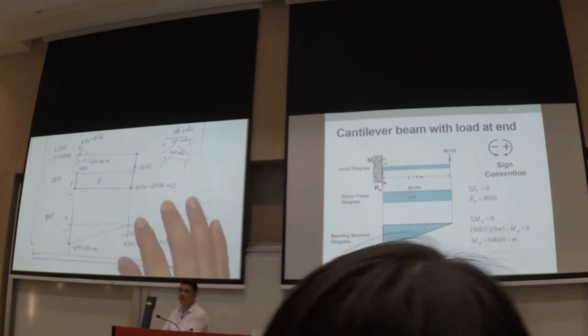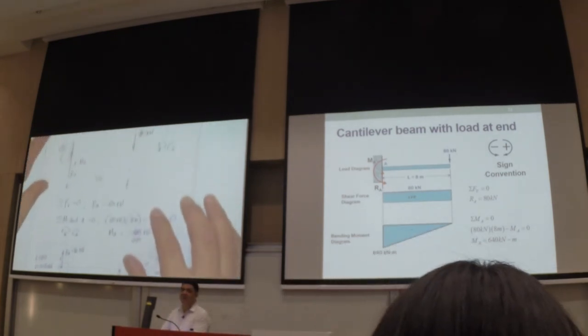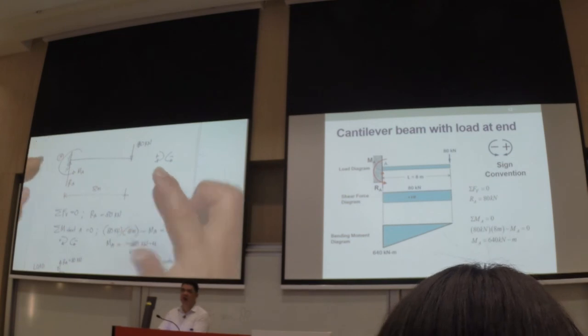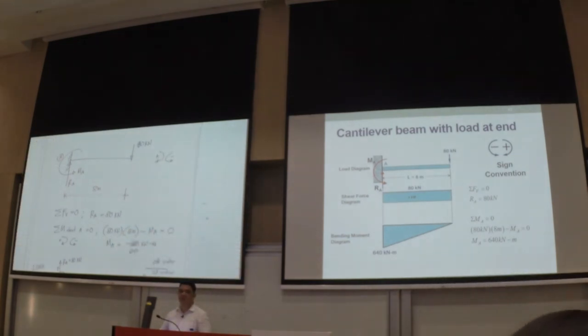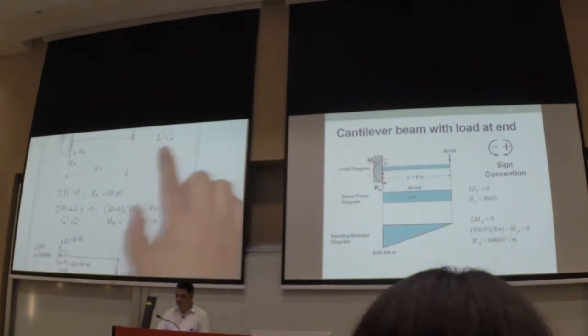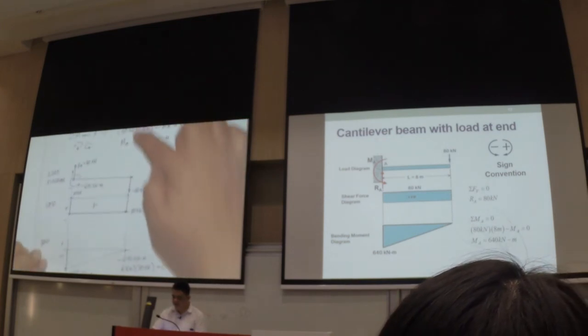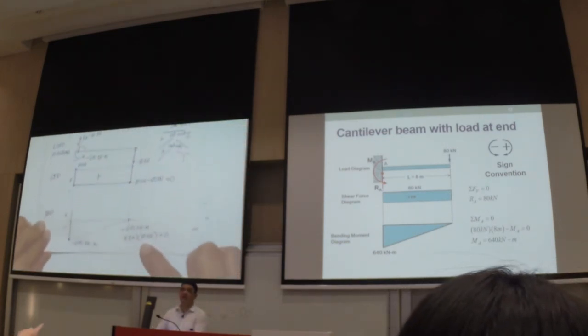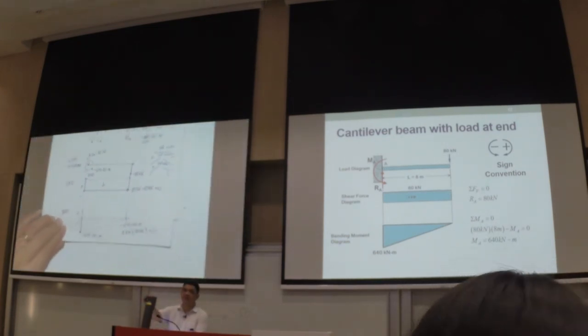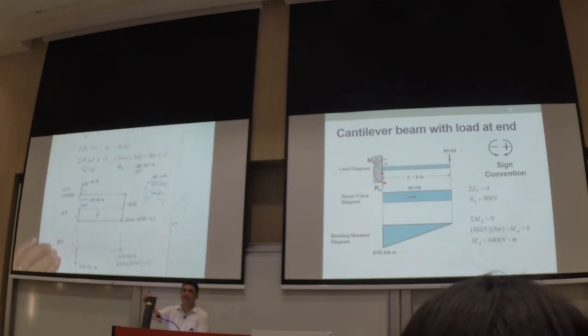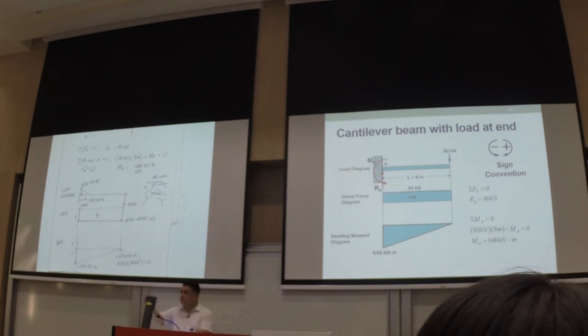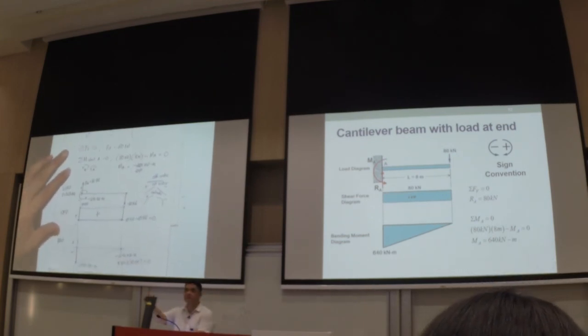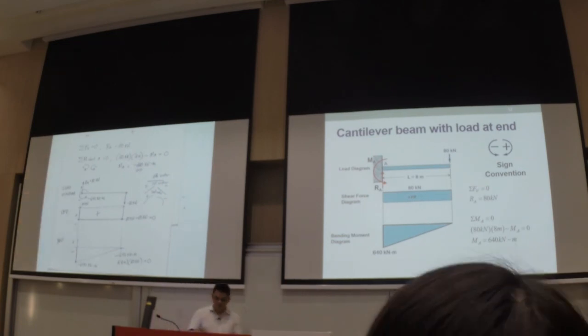So take note, if you have a convention here, you have to maintain it all throughout. Okay? So we have already a convention here, so we have to maintain it all throughout your shear force and beam moment diagram. Okay? Oh, that's a negative 6.